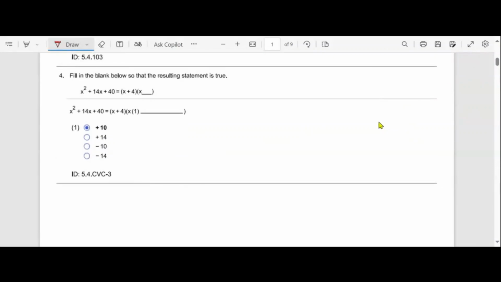Fill in the blank below so that the resulting statement is true. X squared plus 14x plus 40 equals, between brackets, x plus 4 and x plus... 10. It will be plus 10. Why? The answer will be plus 10 because, first of all, the signs are positive, plus. At the same time, the only numbers that multiply to 40 with the 4 are 4 times 10, the only number that will give us 40.